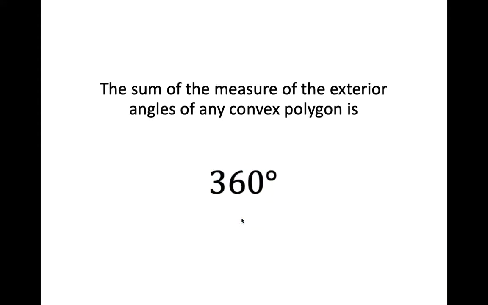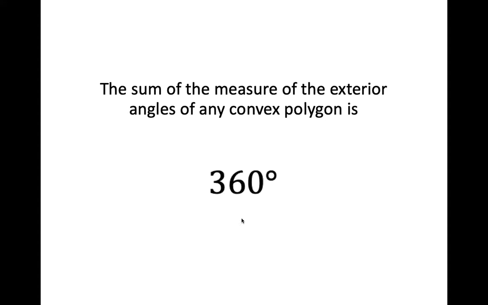And that is that the sum of the measure of exterior angles of any convex polygon is always 360. Now we know that the sum of the interior angles changes all the time. The more sides we have, the larger the number seems to get. But for the exterior angle, it stays the same, which is a curious, unexpected thing in many ways.